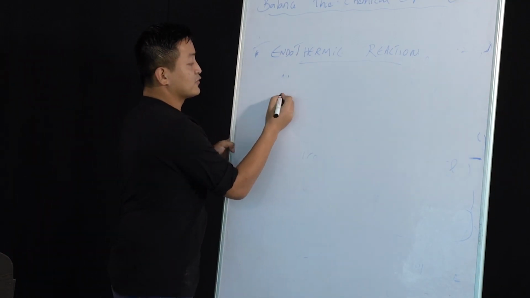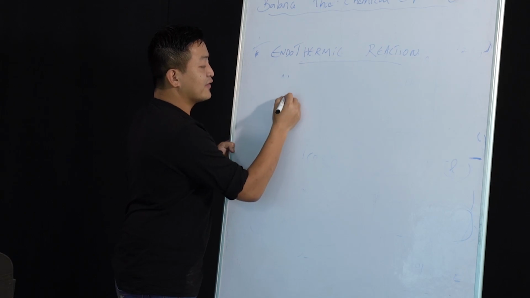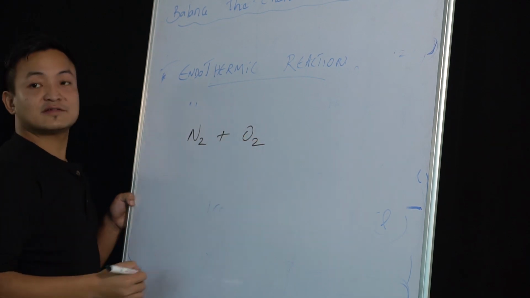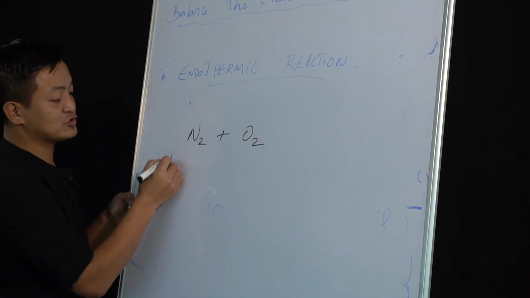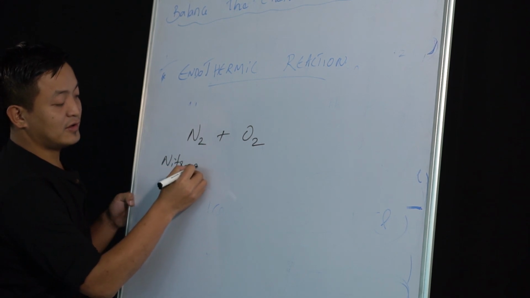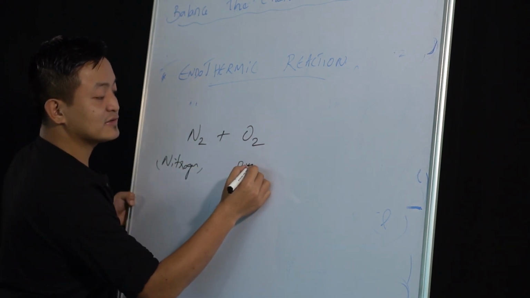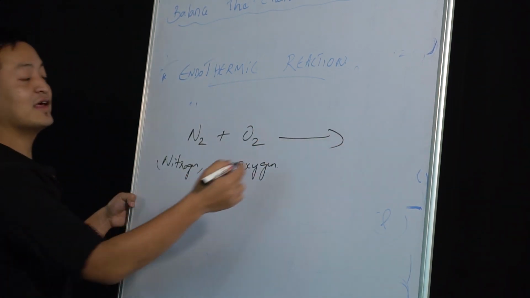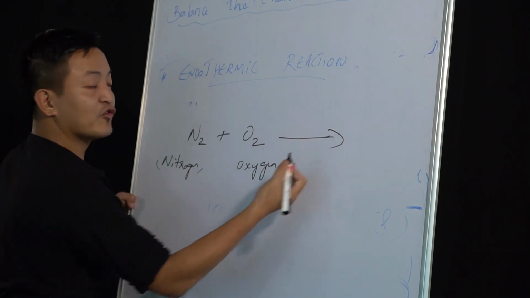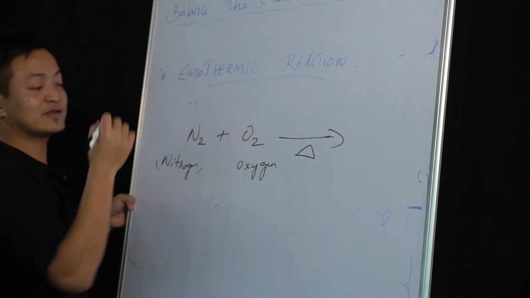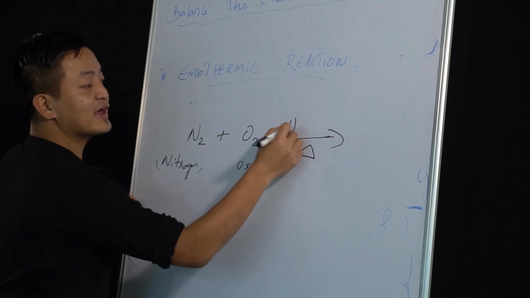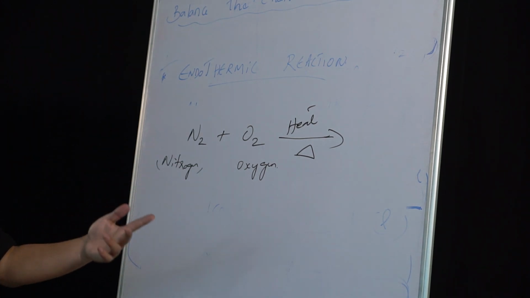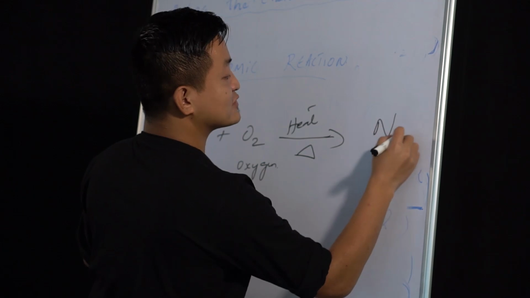Okay, so let's take the example nitrogen and oxygen. Clear, students? This is nitrogen, I'll write down here, and this is oxygen. Nitrogen and oxygen together, and then what is needed? Absorbing heat. For heat you can just write this one. This one implies heating, or you can just write HEAT. This denotes that we are absorbing heat to give the result. So now we have nitrogen oxide.